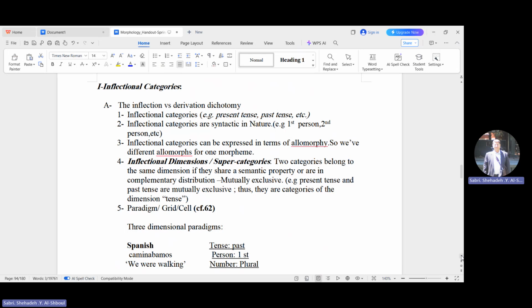The inflection versus derivation dichotomy. Here in this part, we talk about the dissimilarities between inflection and derivation. Like the inflectional category, inflection has categories reflecting tense, like present tense, past tense, future tense, present perfect tense, present perfect continuous tense, past perfect, and so on and so forth.